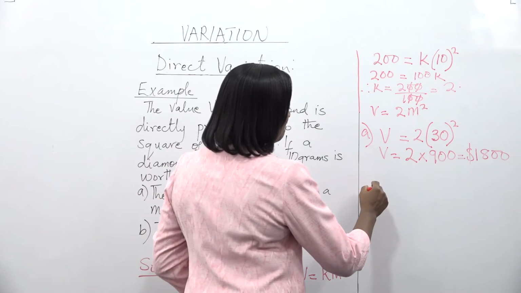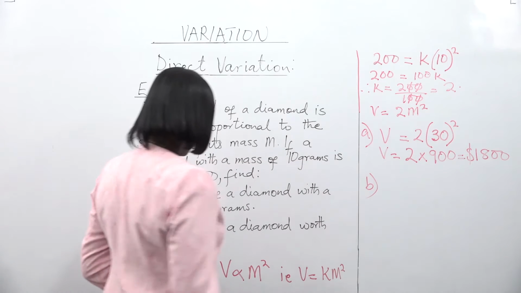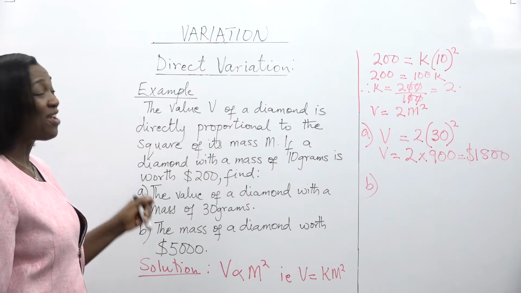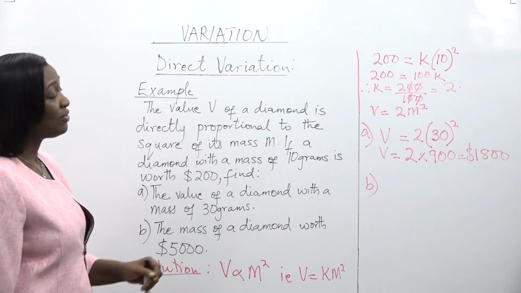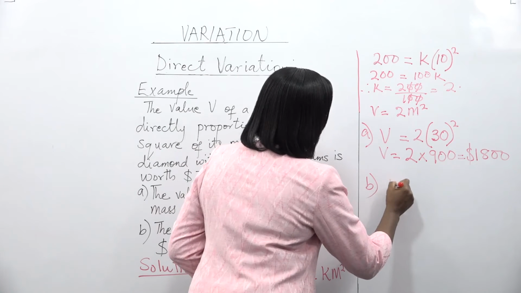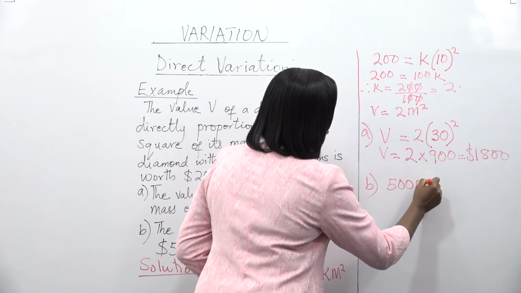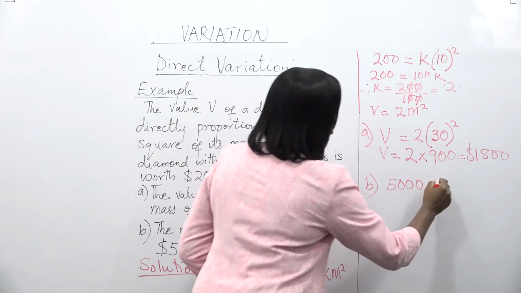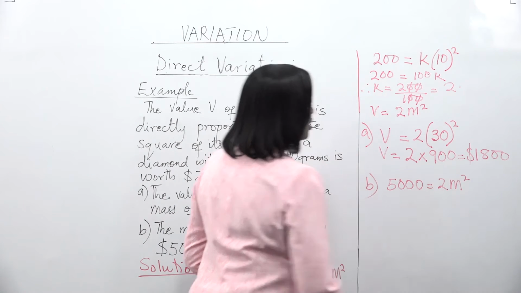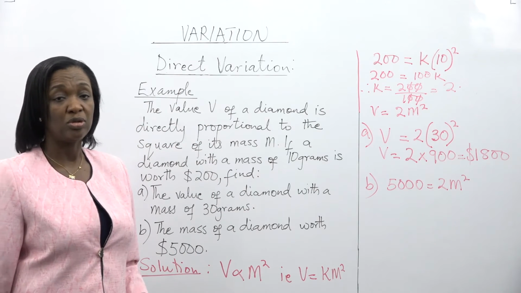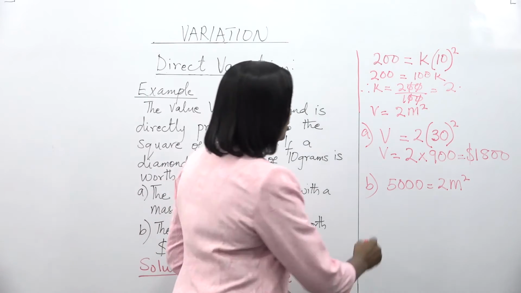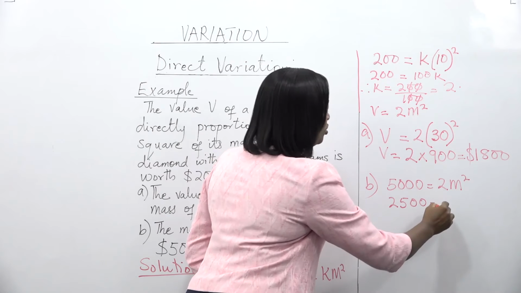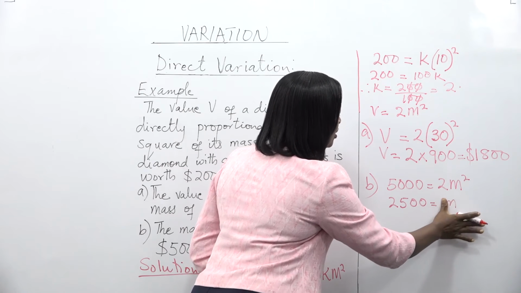Then for B, we need to find the mass of a diamond that is worth $5,000. So V is 5,000. So 5,000 is equal to 2m squared. The first step is to divide through by 2. Half of 5,000 is 2,500, and that will be equal to m squared.